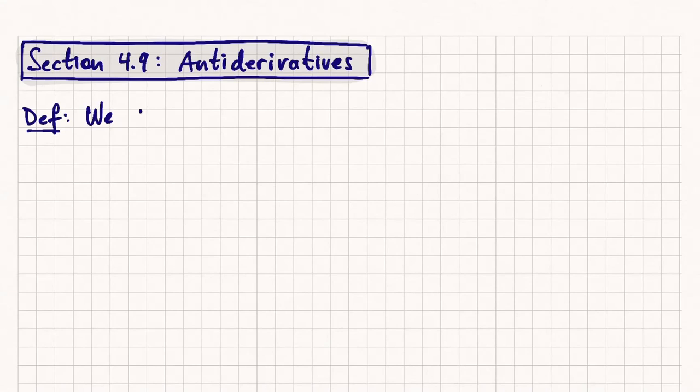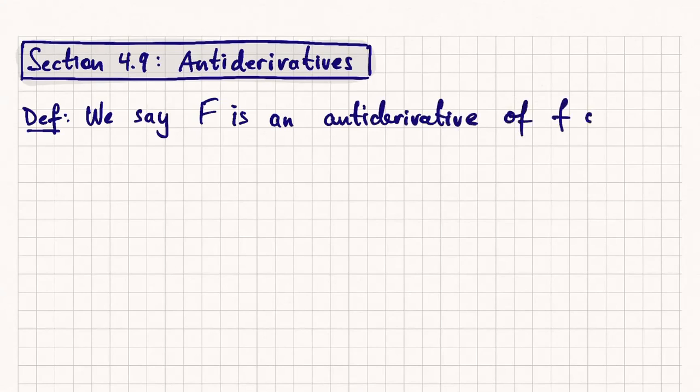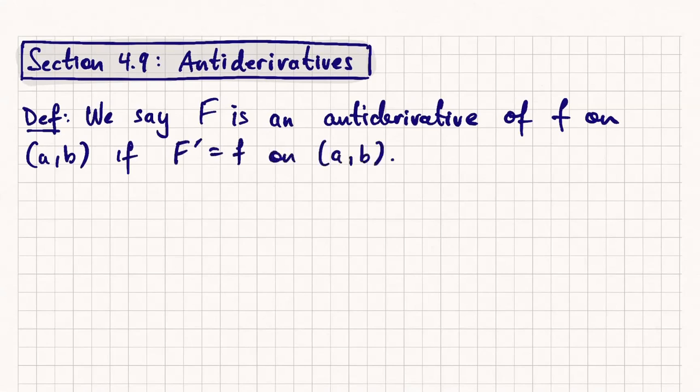So we say big F is an antiderivative of little f on the interval. There's always an interval that's associated to it. If F prime is equal to f. That's it. So an antiderivative is a backwards derivative, right?